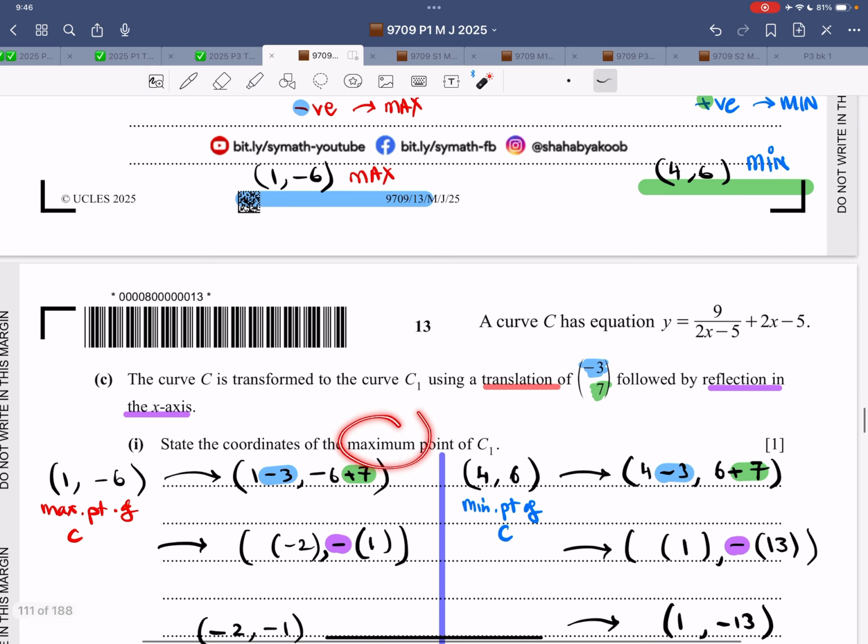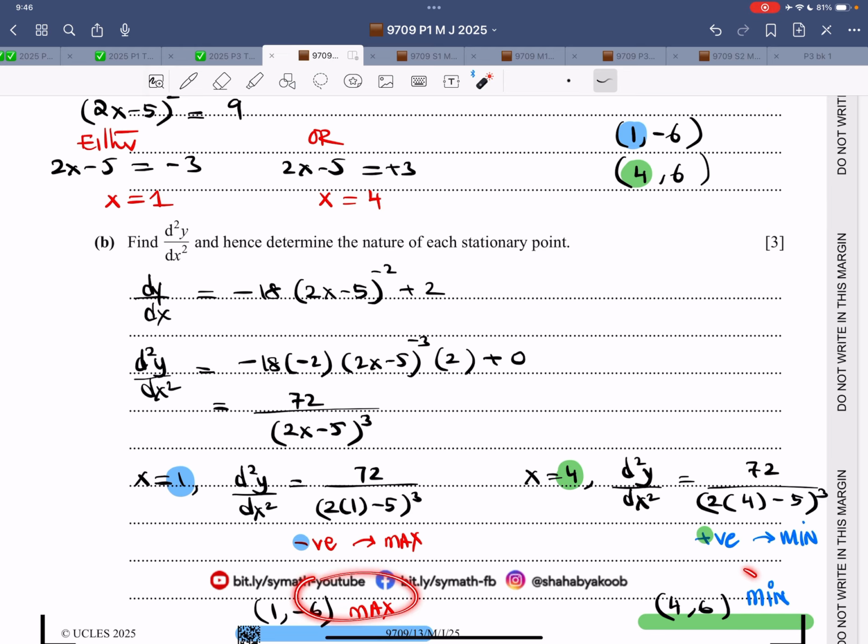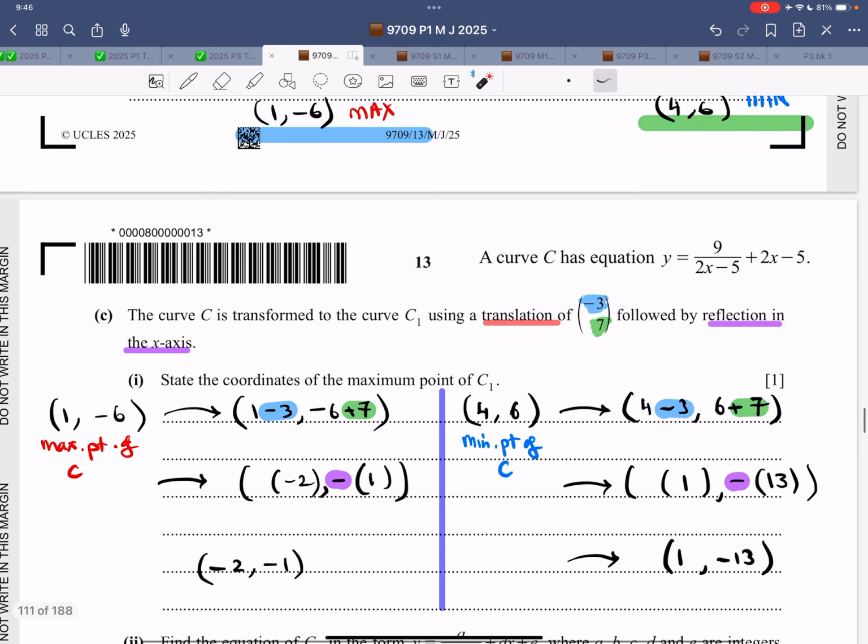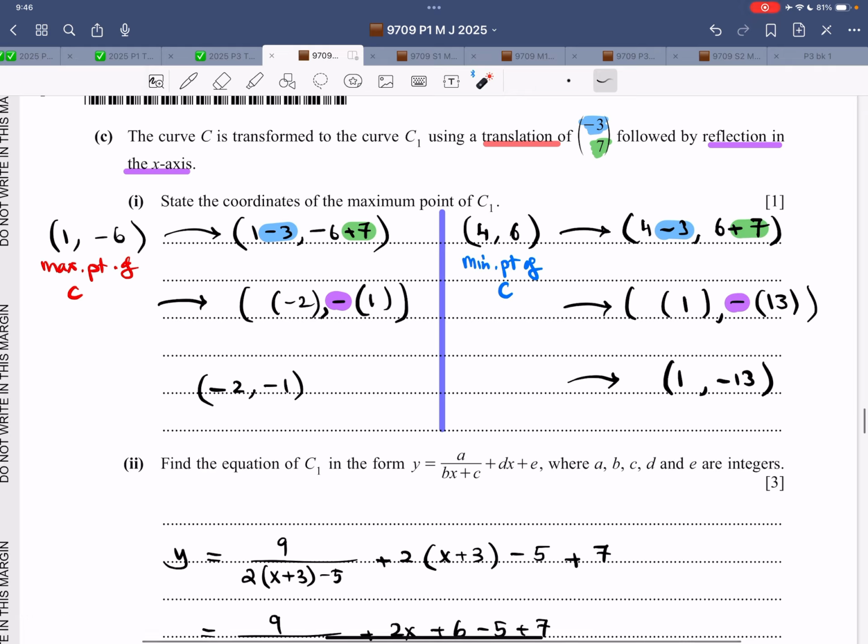There is one hidden thing: they're asking for the maximum. Should we only work with maximum or should we work with both? We should work with both. What is the reason? I'll just tell you. This is the maximum point of C. So when it's written -3, that means we'll be moving 3 units to the left and 7 units up.